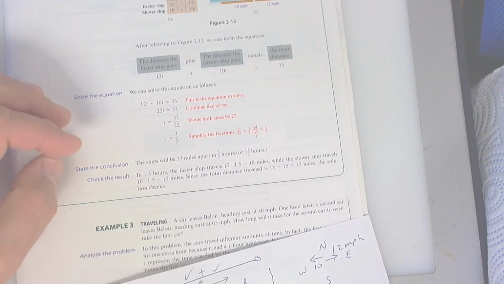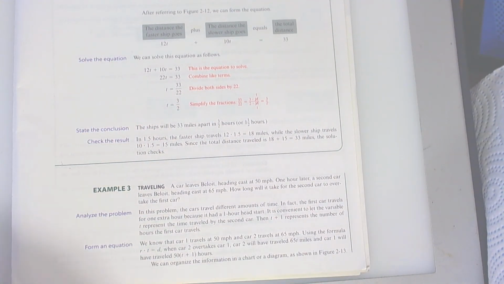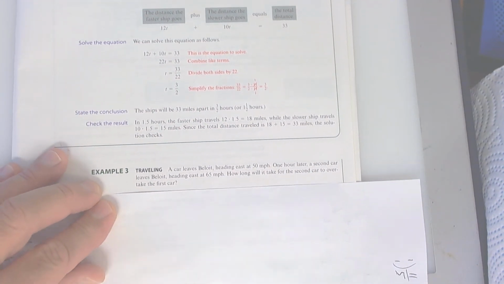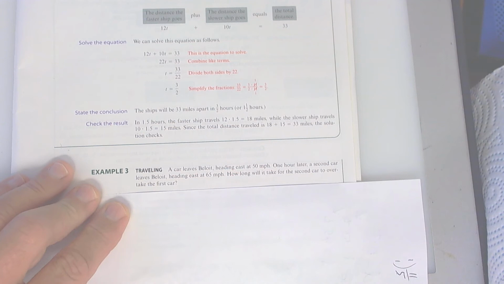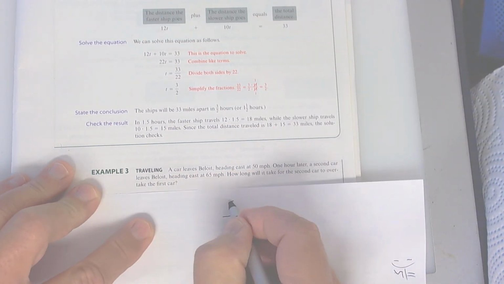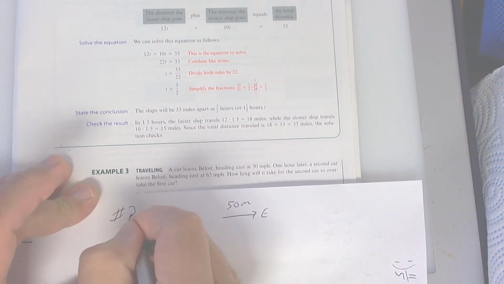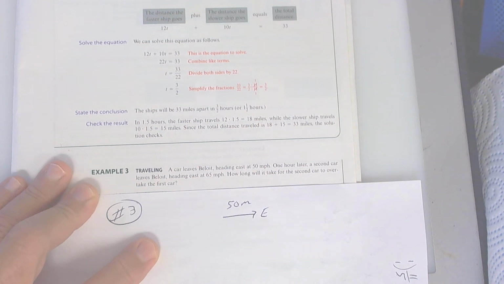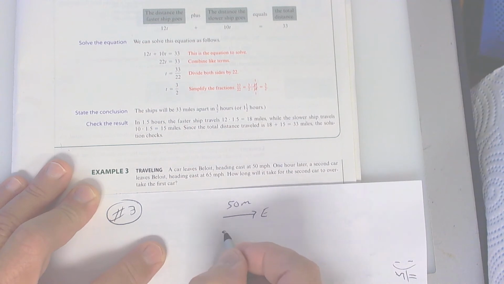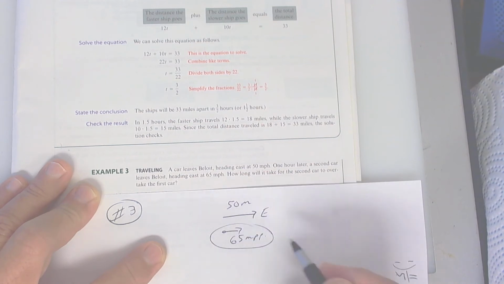All right, let's keep moving. The next one's a little different. It says a car leaves heading east. So this one's traveling east at 50 miles per hour. This is example 3. It's all in your book if you want to reread them. One hour later, a second car leaves heading east at 65. So an hour later, this guy is traveling faster, but it's an hour later. You want to know when will the second car overcome the first car? So when will this guy catch up with him, basically?